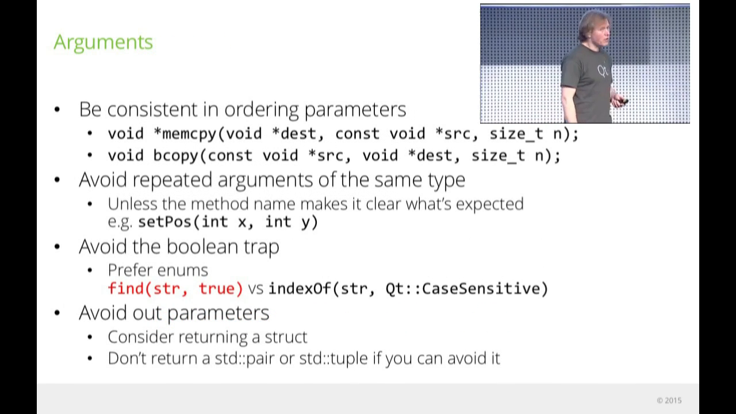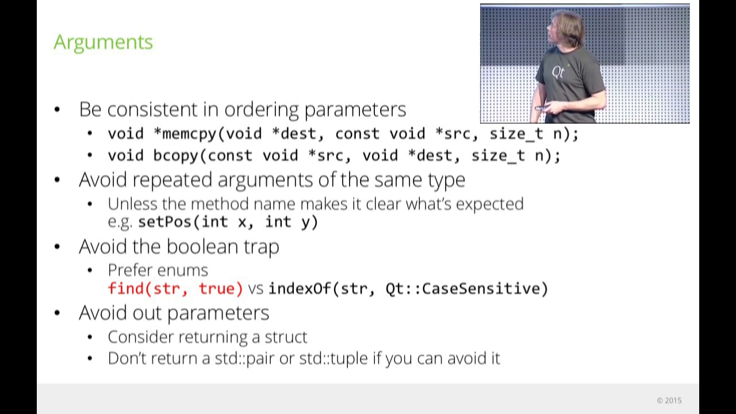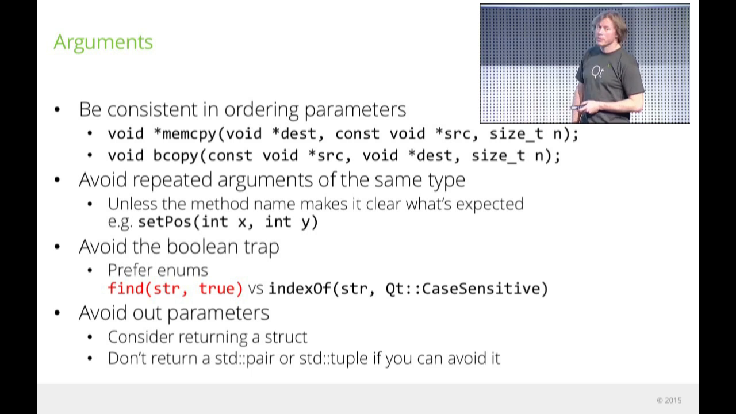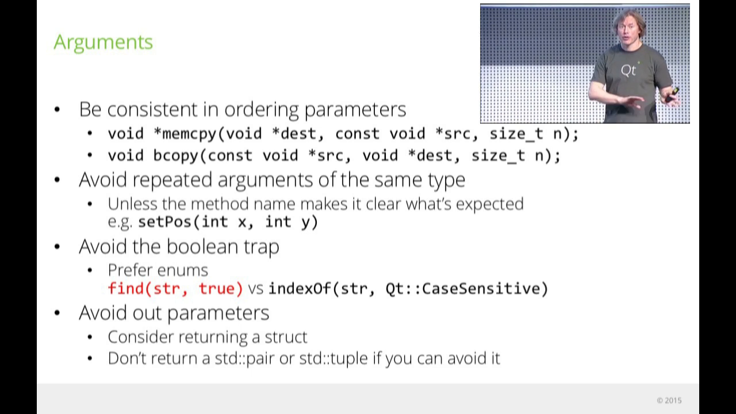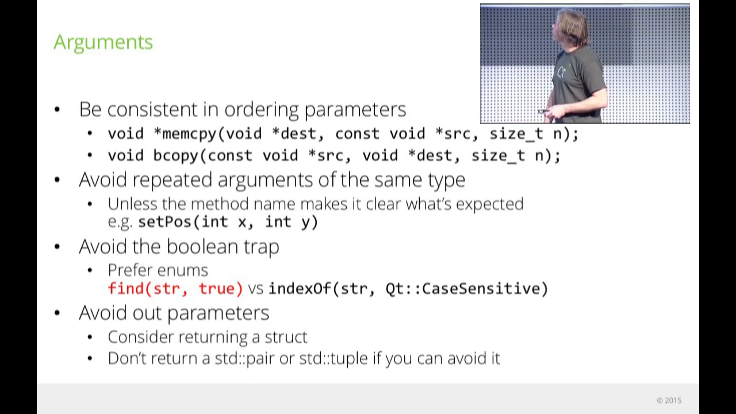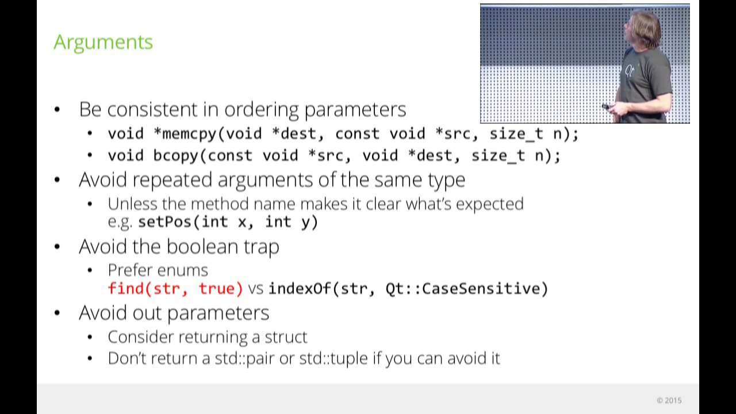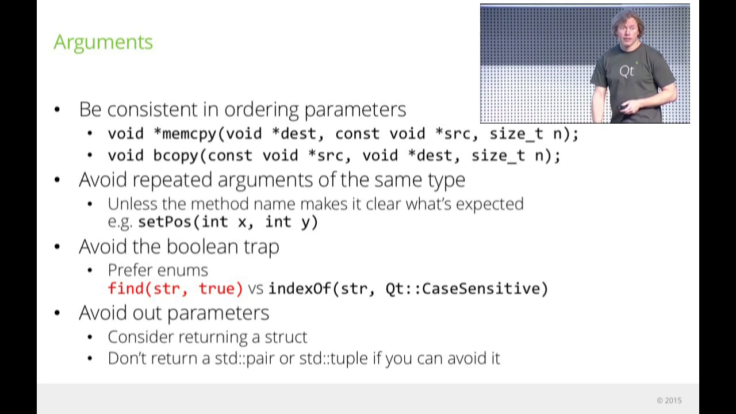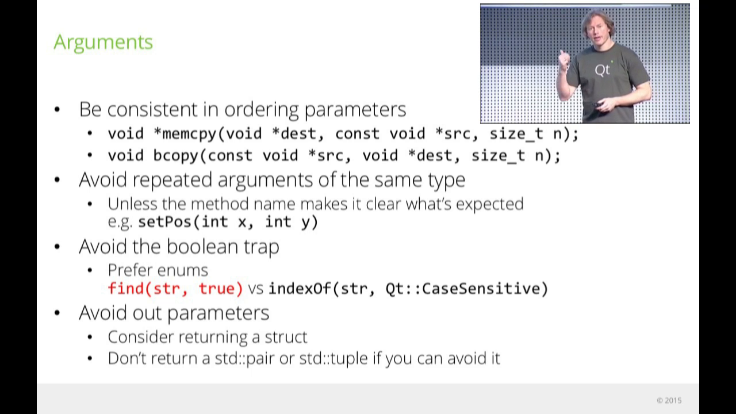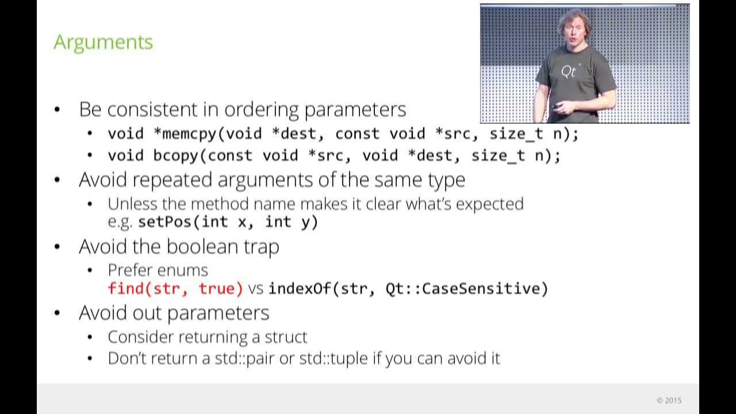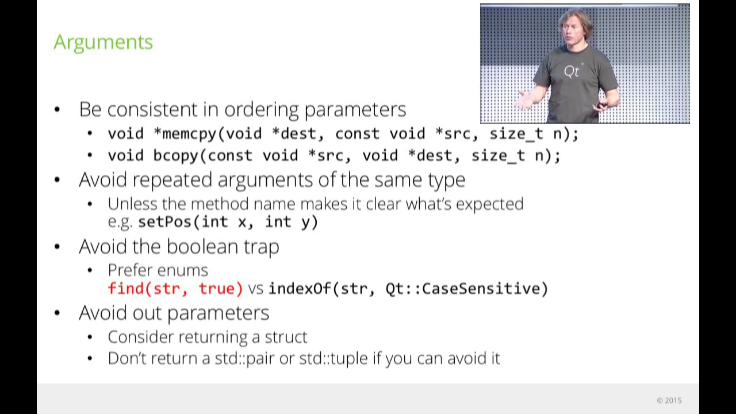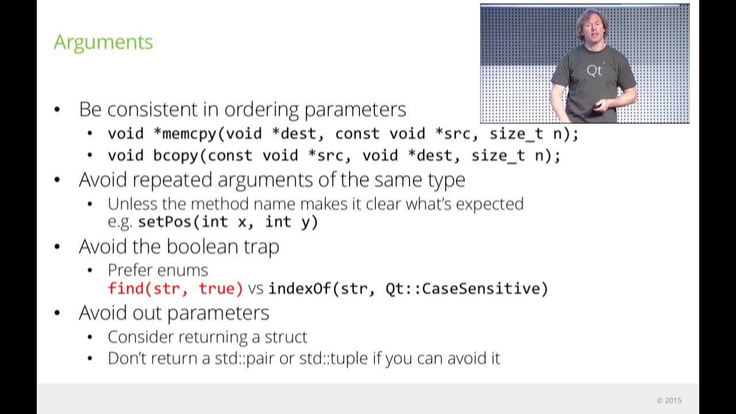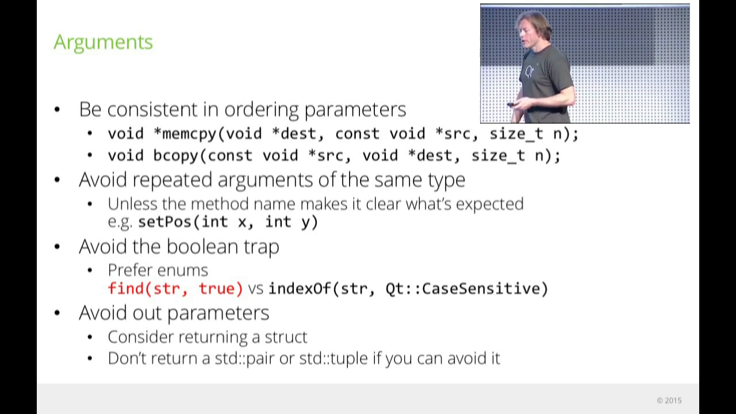Also be consistent in how you order your arguments. This is an example from C: memcpy and bcopy. Most people try to forget about bcopy, but it's still around. They do the same thing, and actually they have the same signature, except for the return value. But the order of the arguments is different. Most people know what memcpy does, but if you stumble across bcopy, you can easily get confused about what is source and destination. Make sure you order things consistently.